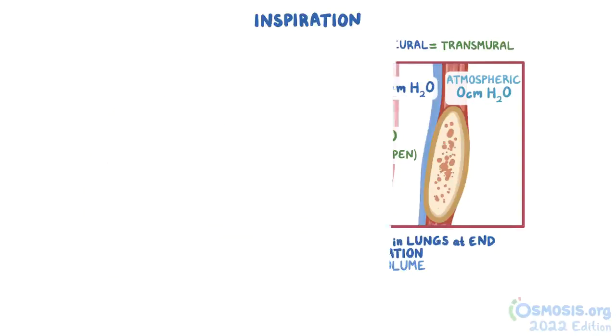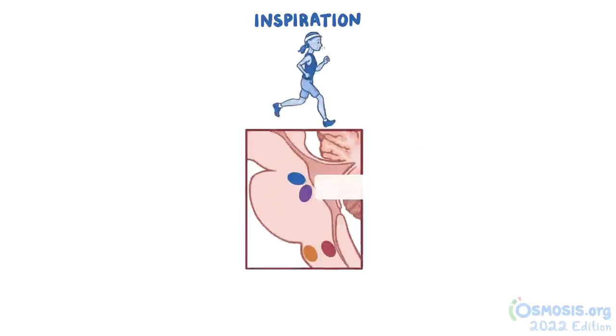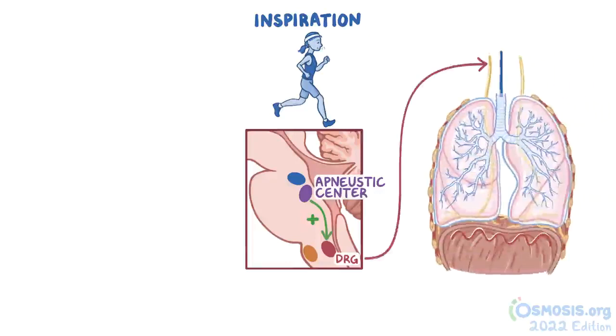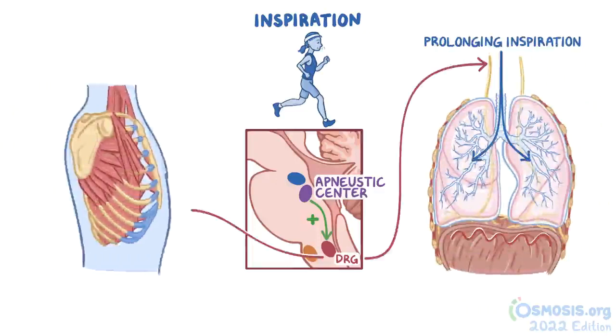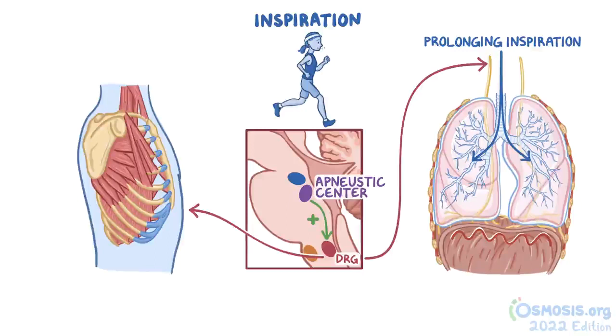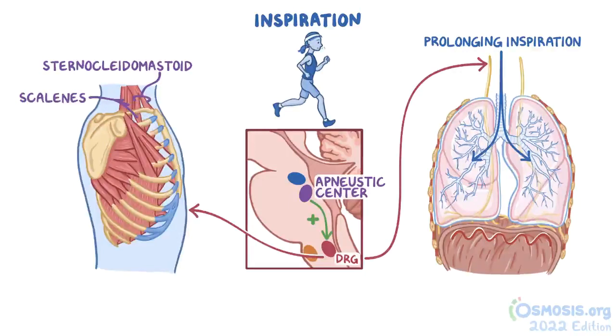Now, when oxygen requirements are higher, like during exercise, the apneustic center from the pons is activated. Stimulation of the neurons in the apneustic center excites the dorsal respiratory group in the medulla, prolonging the period of action potentials in the phrenic nerve and thereby prolonging the contraction of the diaphragm, leading to prolonged inspiration. Additionally, the external intercostal muscles found between the ribs and accessory muscles, such as the sternocleidomastoid and scalene muscles in the neck, also contract during vigorous inspiration, making the ribs move up and out.